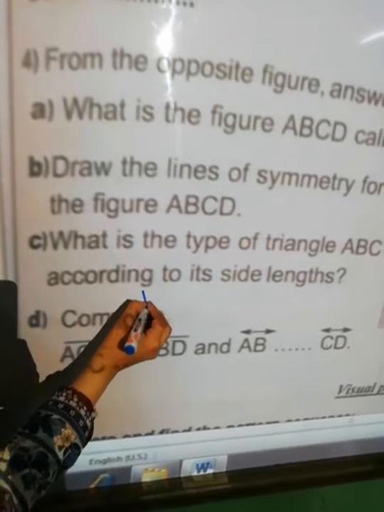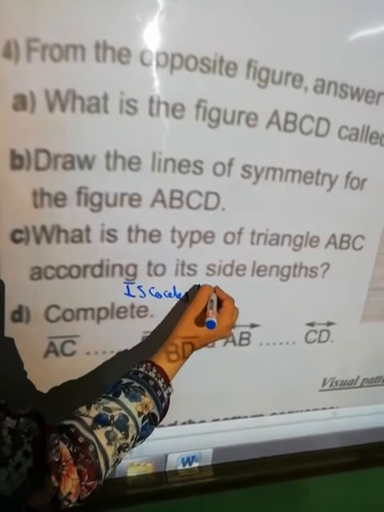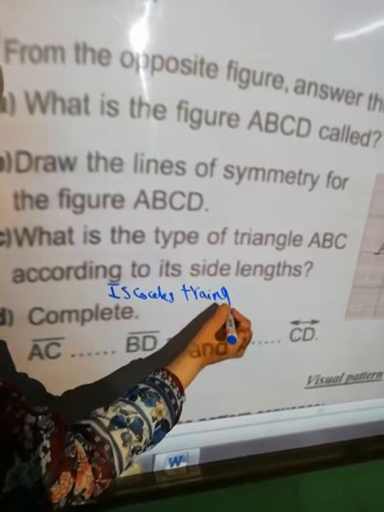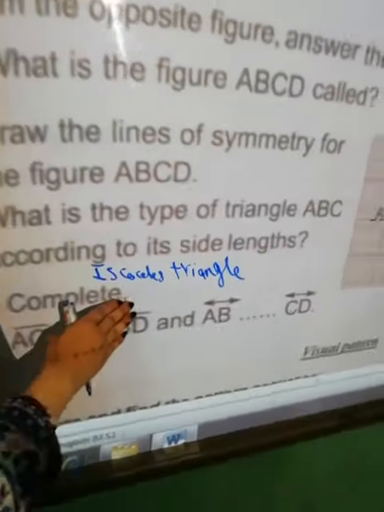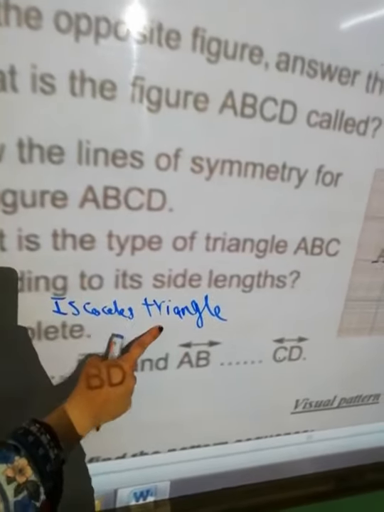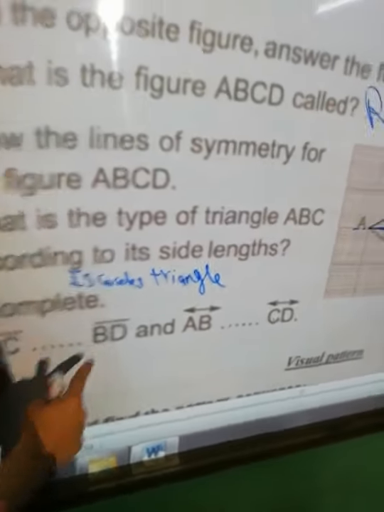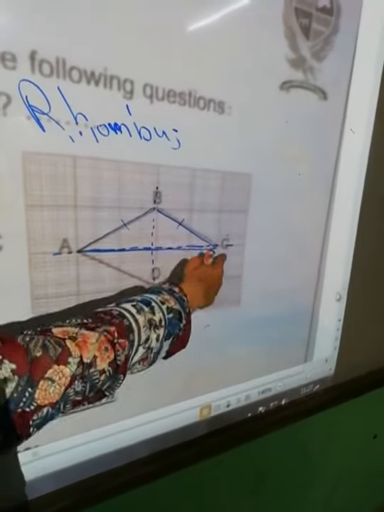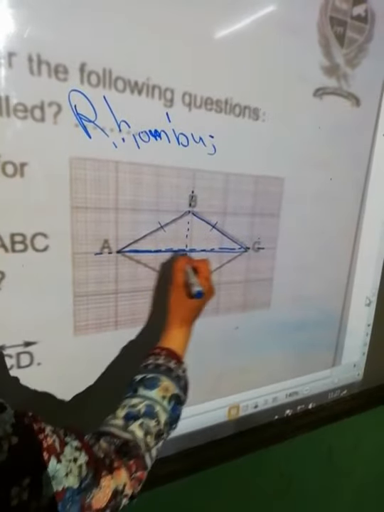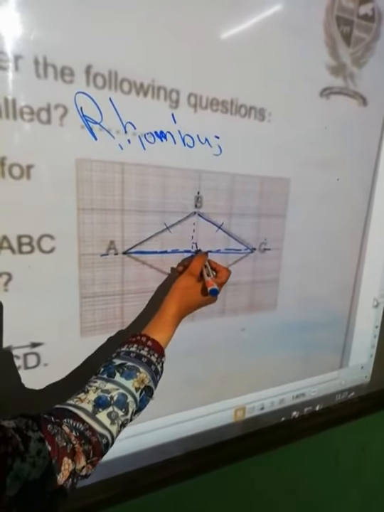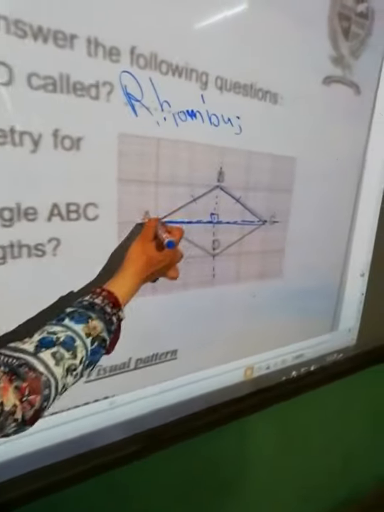So, isosceles triangle. Complete AC, yeah. Isosceles triangle, okay? Complete AC and BD, look. AC and BD. It's what? It's perpendicular. Look, AC and BD. This is perpendicular. And AB.